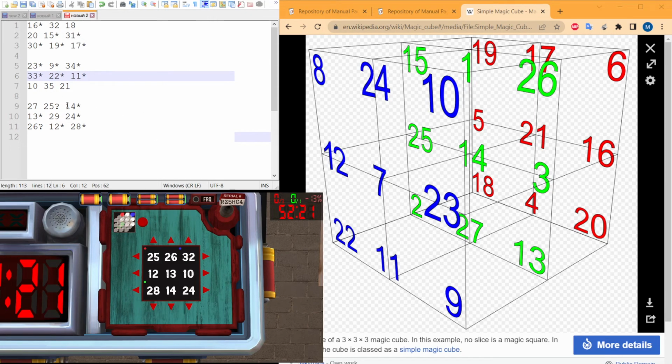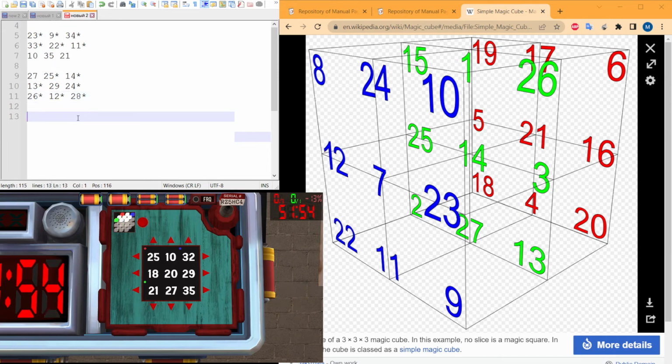Next one, 25 and 26. So there are now only two numbers not present, and they are 32 and 10. So we're moving on top row.